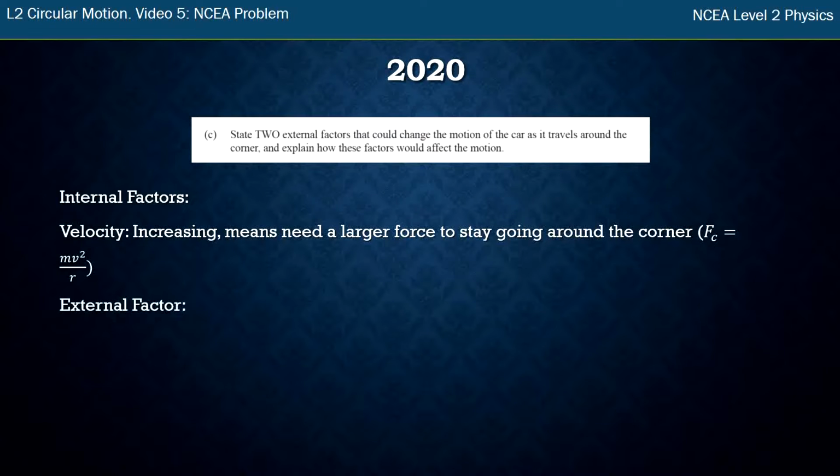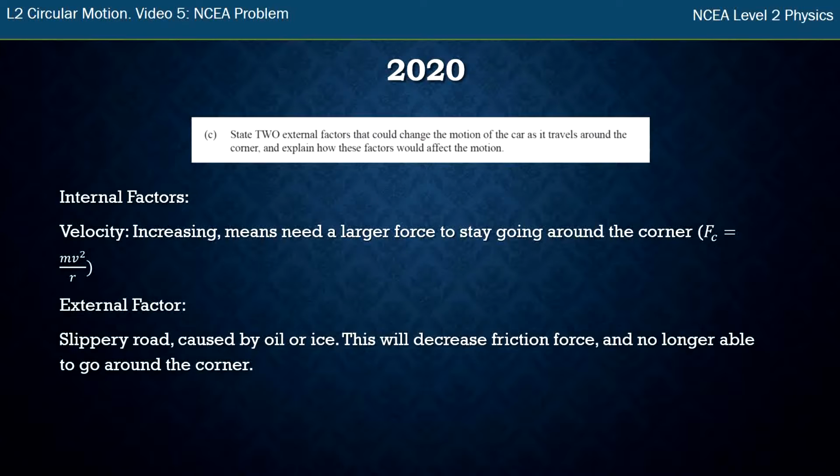And something obvious that could happen is we could get some sort of slippery road, and that could be caused by oil, or it could be caused by ice on the road. And what it does is it decreases the friction force. And therefore, if we don't have that friction force, we don't have anything to provide the centripetal force, and if there's no centripetal force, it doesn't travel in circular motion. So they asked for 2, but in reality they marked on 1 because 2, oil or ice, are basically doing the same thing.